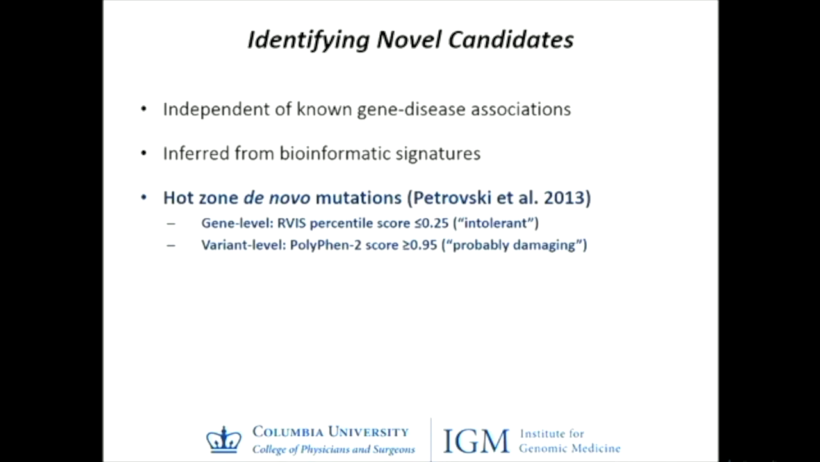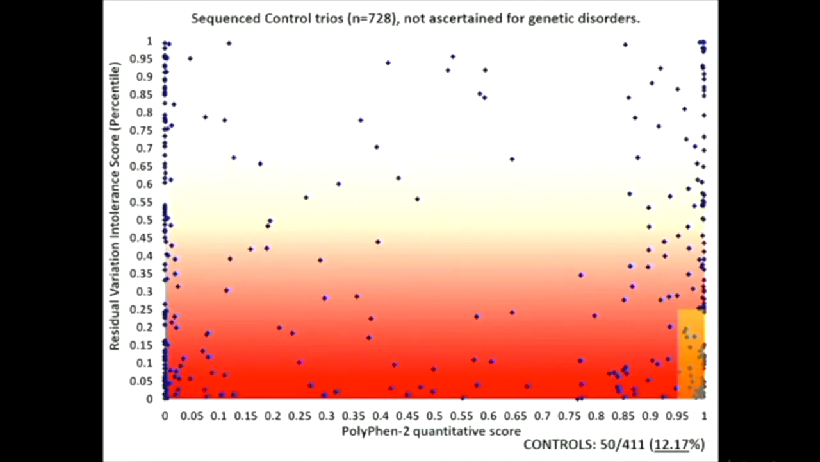To do this, we took de novo mutations. These are mutations that have arisen de novo in individuals that have been ascertained for no clinical phenotype. So these are about 750 controls. Each dot here represents the de novo mutations found in this sampling. And we asked how many happen in this region here. This is what we refer to as a hot zone. It's essentially a PolyPhen score greater than 0.95 happening in a gene that's among our 25% most intolerant genes. And the rate at which we see these de novo mutations in the hot zone is about 12% in controls.